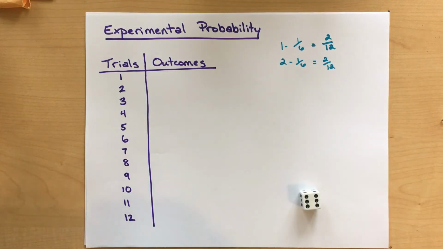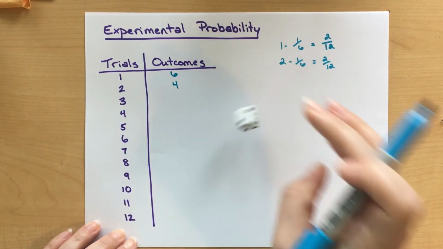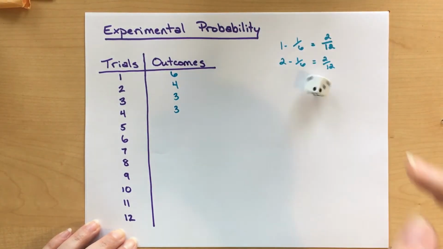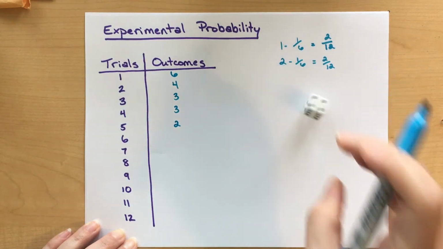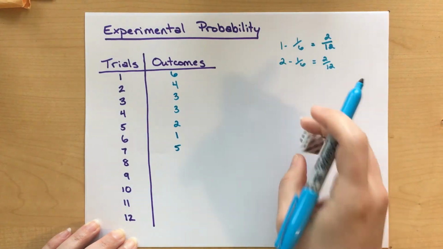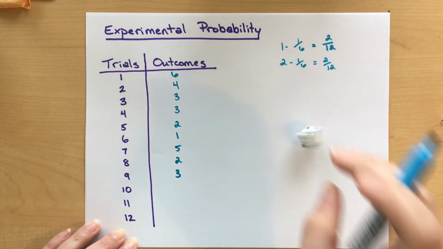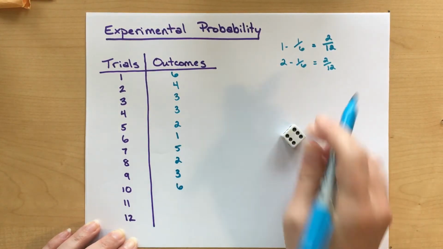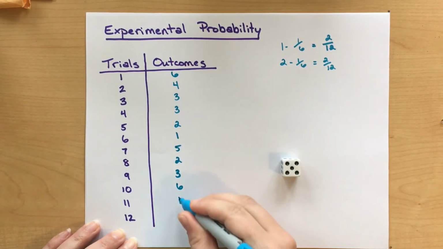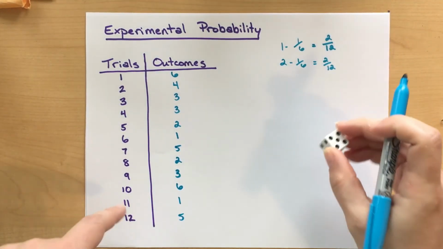So trial 1 will be a 6. Okay, a 4, a 3, oh, that was a 3, a 2, a 1, 5, a 2, a 3, that was a 6, a 1, and a 5. 1, 2, 3, 4, 5, 6, 7, 8, 9, 10, 11, 12. Okay, so there's my 12 different trials.